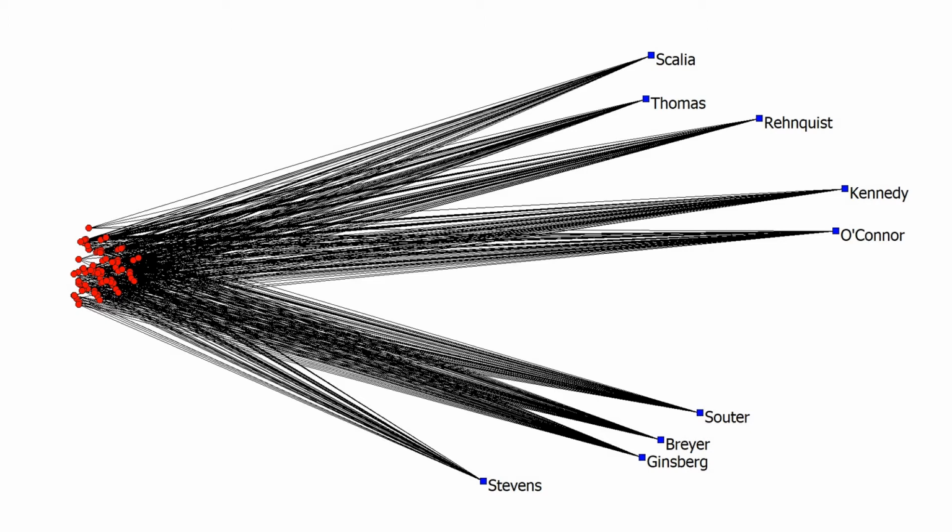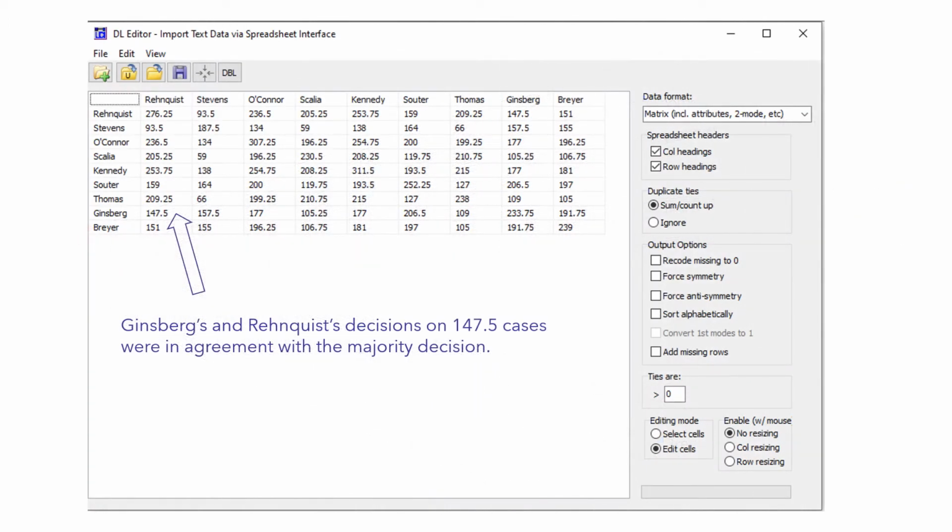To analyze two-mode networks, we can convert the two-mode networks to one-mode networks. Since there are two modes, we can convert the network to two one-mode networks. One network has only justices as nodes. The other network has only cases as nodes. Let's first convert the Supreme Court two-mode network to a justice by justice network.